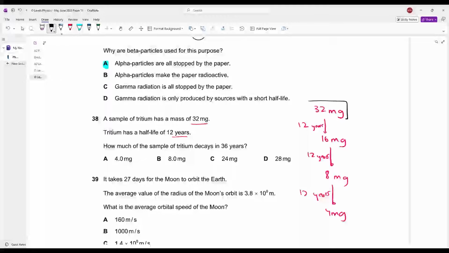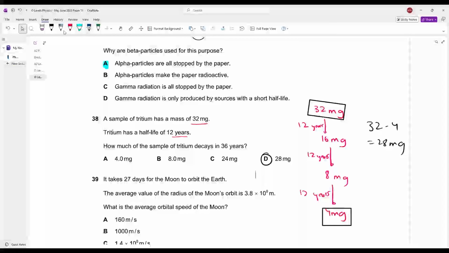इनिशियली आपका जो ट्राइट्रियम था वो कितना था, 32 मिलीग्राम्स. अब आपका ट्राइट्रियम कितना हो गया, 4 मिलीग्राम्स. How much tritium has decayed, 32 minus 4, that is equal to 28 milligrams. 28 milligrams of tritium has decayed. D is your answer. 38 का आंसर क्या है, D.